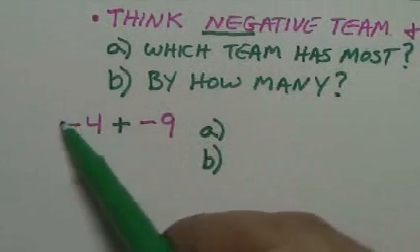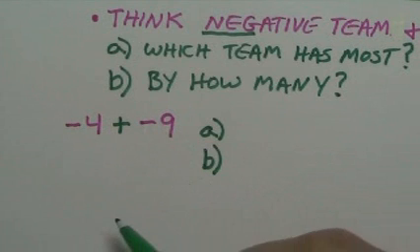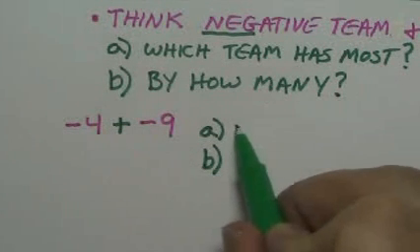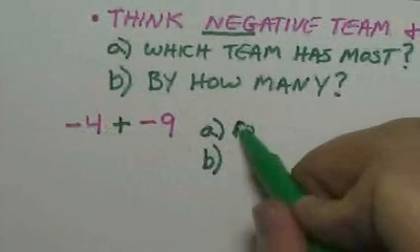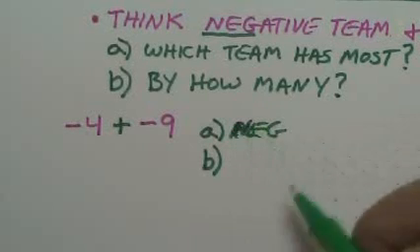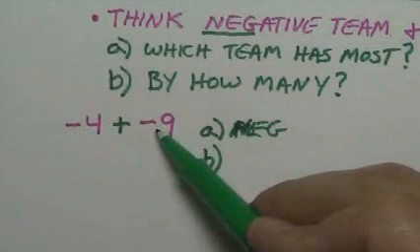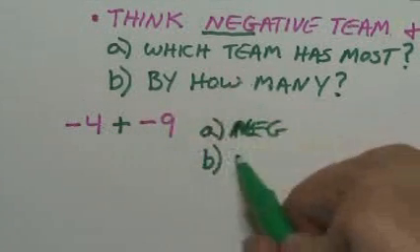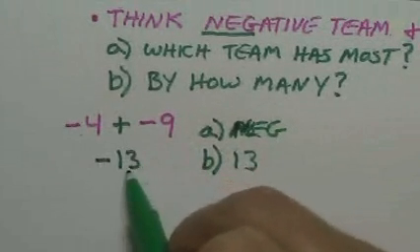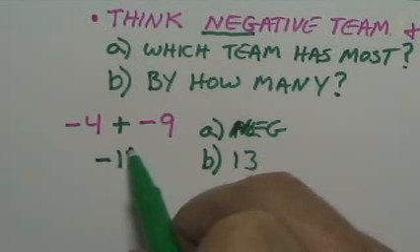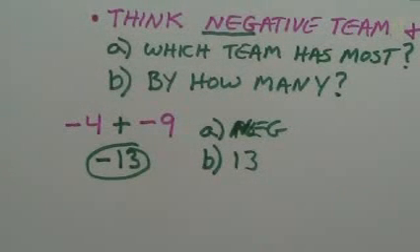Okay, so I'm looking over here. I have a -4 and a -9. So who has the most? Positive or negative? The positive does, right? What am I saying? It's the negative. I have -4 and -9. There's much more negative. It's all negative. Now, by how many? Well, 4 and 9 is 13. My answer is -13. -4 and -9 make -13.